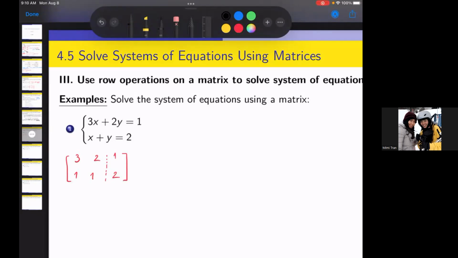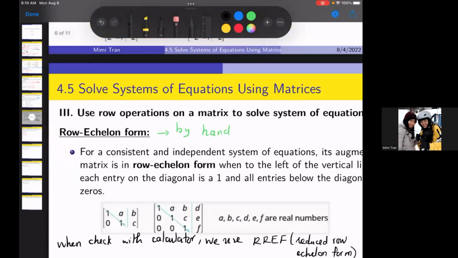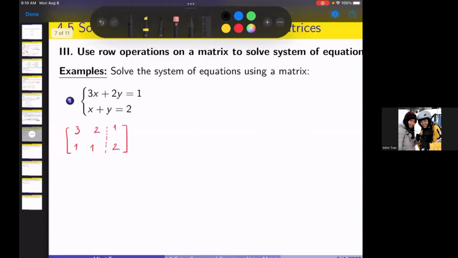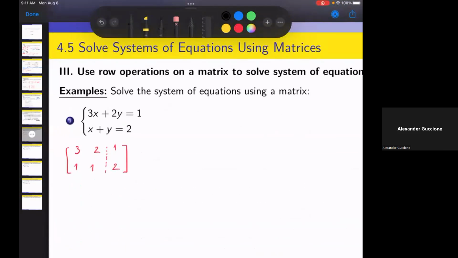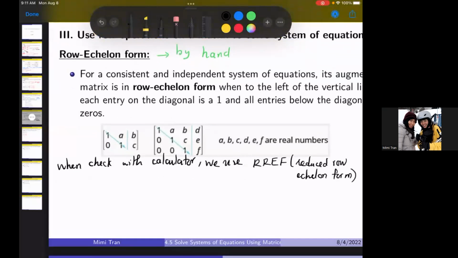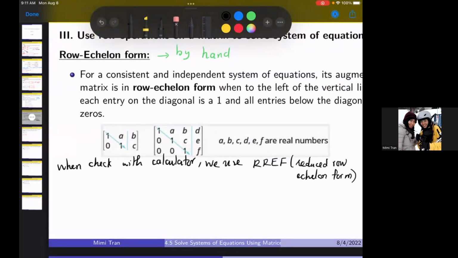Okay, remember the steps, you're allowed to do certain things. You're allowed to interchange any two rows. So what I can do is, by the way, I didn't explain it to you. I forgot. Okay, let me go back to the other slide. I forgot to talk about this one right here.